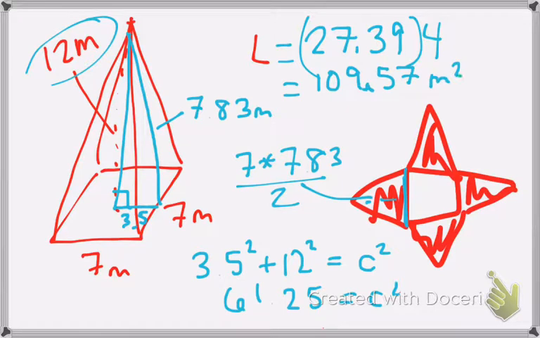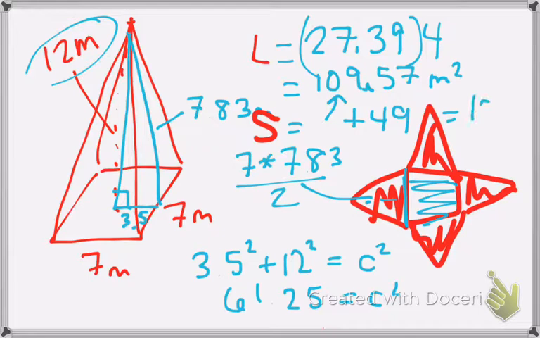To find the total surface area, I'm going to just take my lateral area and I'm going to add in the base. And if the base is 7 by 7, that means I'm going to add 7 times 7, which is 49. So my total surface area is 158.57 meters squared.